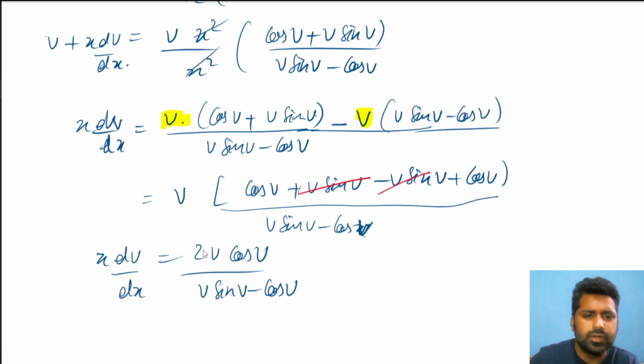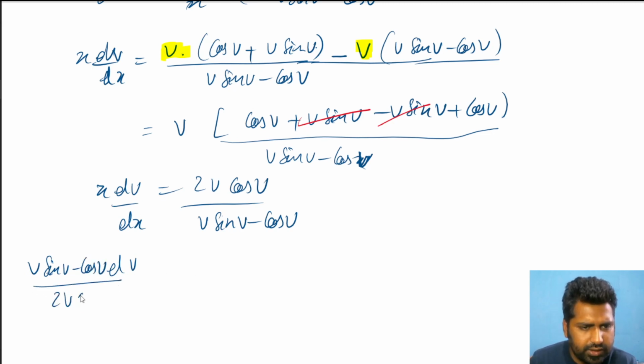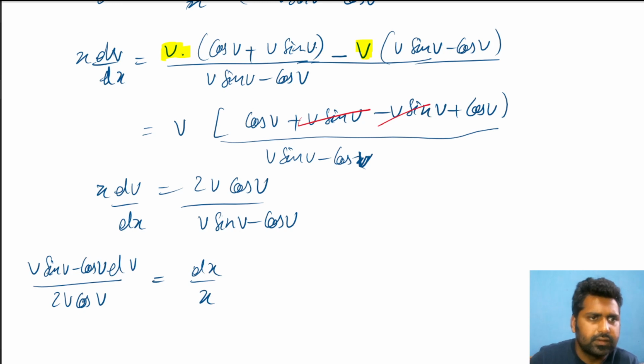So now all you have to do is change the variables, x on one side, v on the other side, separating variables. So dv into v sin v minus cos v upon 2v cos v is equal to dx by x. Now integrate.